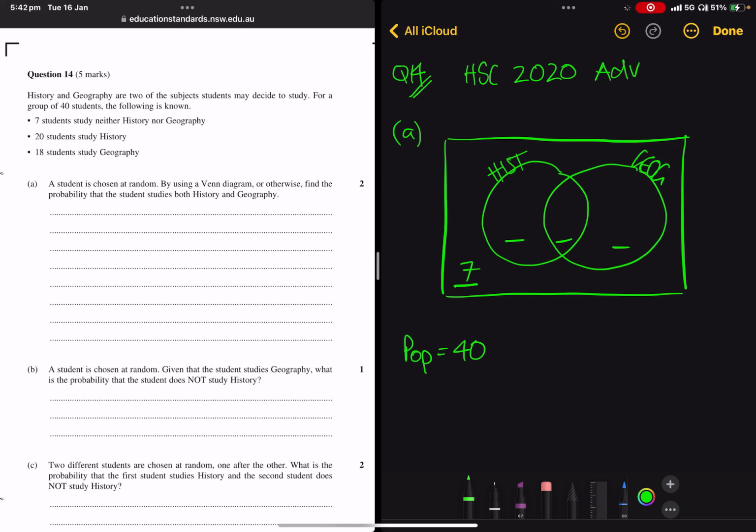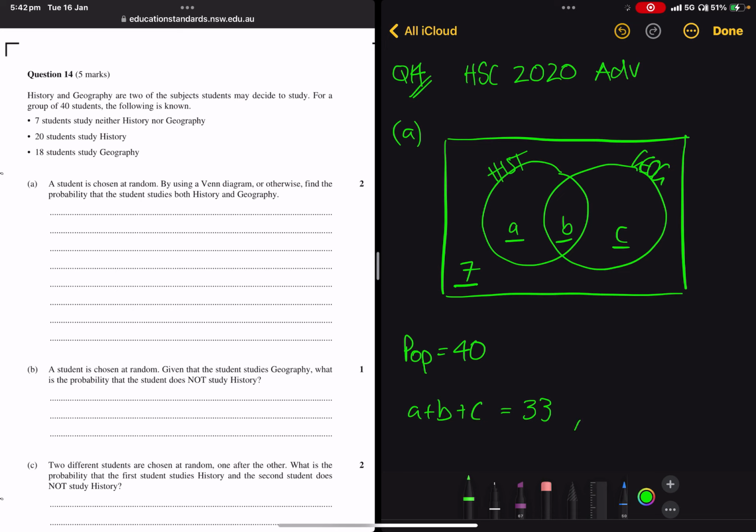Now we can find our 3 missing values using this information if we treat this algebraically. So we can have A, B, and C. These can be our missing values. We know A plus B plus C is equal to 33 because there have to be 33 other students. There are 7 outside, there's 40 in total. There have to be 33 in these 3 categories.